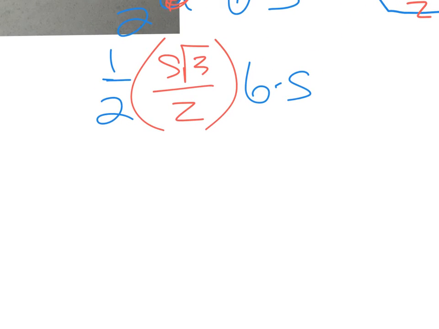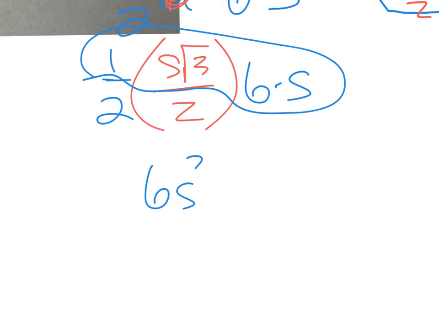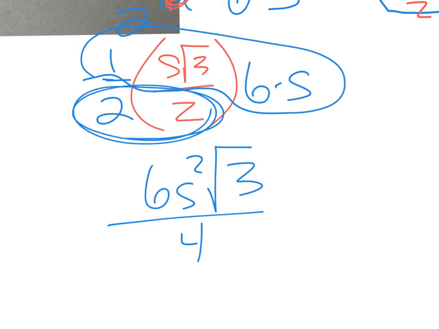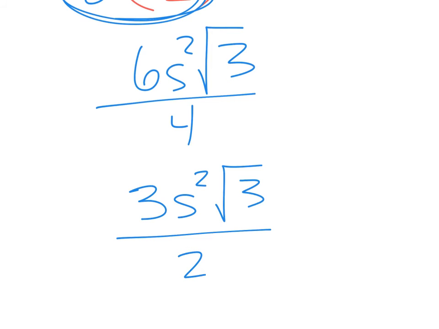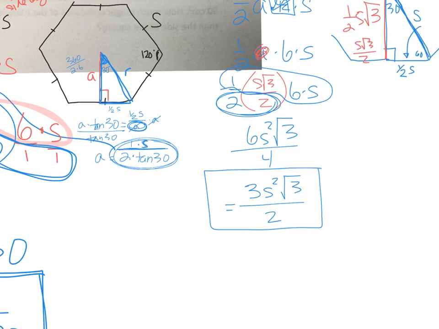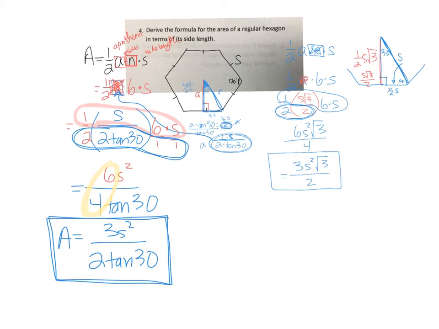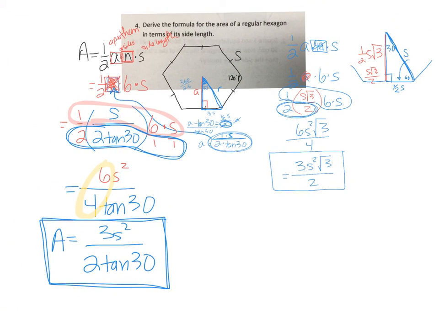So once again simplifying, I do all of my numerator stuff, 6s squared roots of 3, all of my denominator stuff, 2 times 2 is 4, and then I still have to reduce my 6/4 to 3s squared roots of 3 divided by 2. So there are 2 formulas that we can use to express the area of a regular hexagon in terms of just its side length.